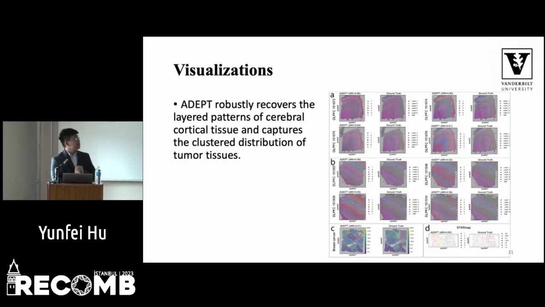And in this slide, we have the visualization result of our method. Subfigures A and B show the visualization of the DLPFC datasets, and C and D show the breast cancer dataset and the STARmap dataset. The left figure is the visualization of our prediction, and the right side is the manual annotation for each dataset. We took the manual annotations as the ground truth to do the ARI calculation. We can say that ADEPT robustly recovers the layered patterns of cerebral cortical tissue and captures the cluster distribution of the tumor tissues in the breast cancer data.